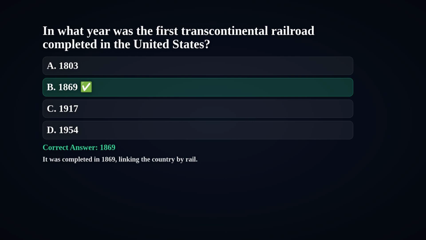The correct answer is B. 1869. The Transcontinental Railroad connected the eastern and western United States, making travel and trade much faster across the country.